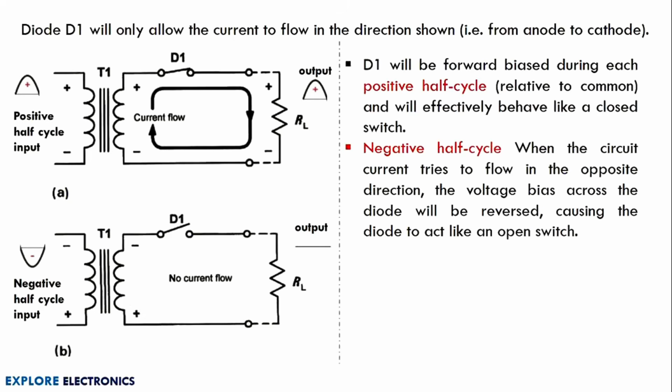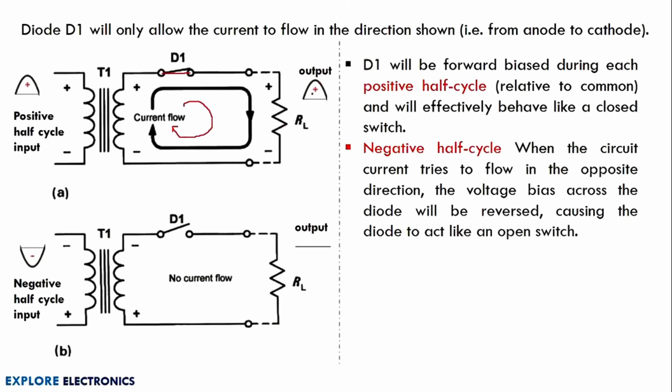And here is the explanation for that. When the positive half cycle of the input is applied, diode D1 conducts, so the switch is closed. This makes a path for current to flow. The current flows in this direction, right? So across RL we get the output like this.